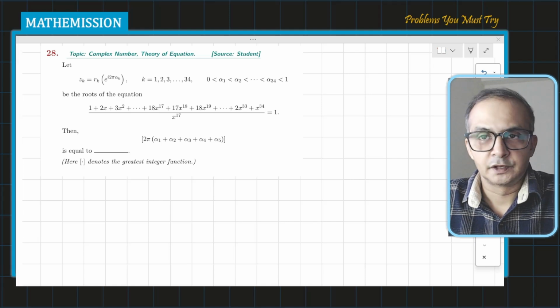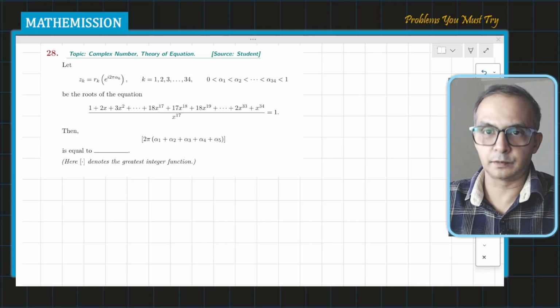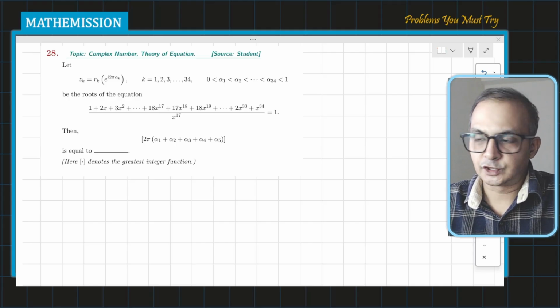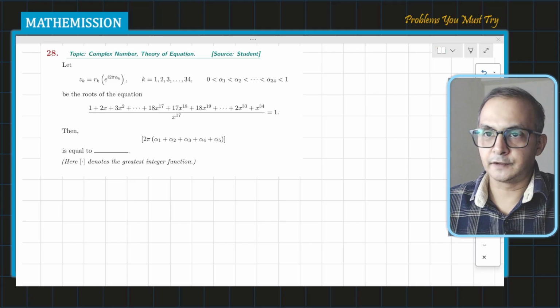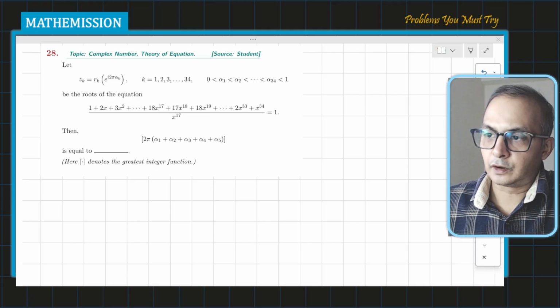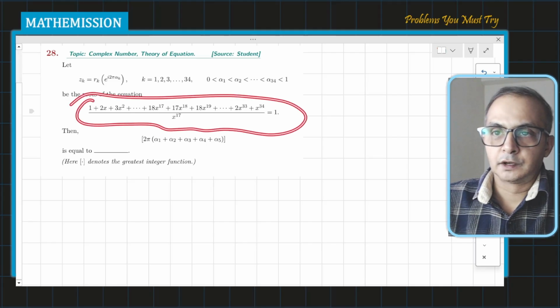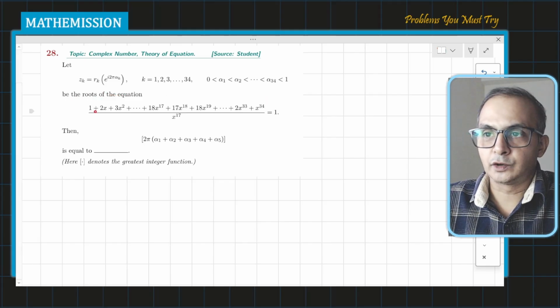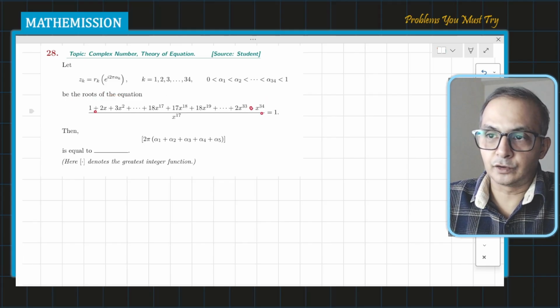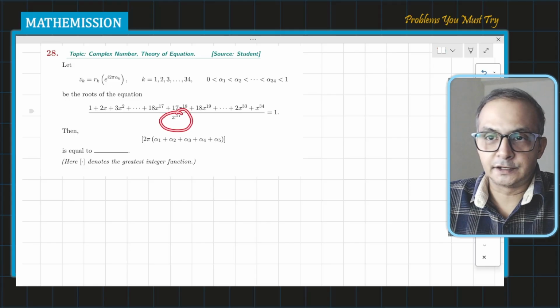Hello everyone. In this video we are going to do problem number 28 in the series of problems you must try. The question says that there are 34 roots of this equation, and this equation is a very giant one that starts from 1 and goes up to 34 with the degrees of x, and the coefficients run from 1 to 17 and again decrease, up to 18 and again decreasing till 1, and the denominator is x to the power 17 and the right hand side is 1.